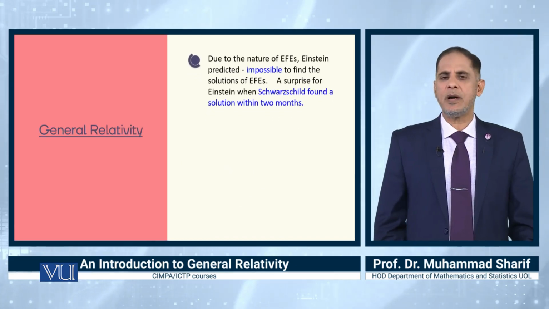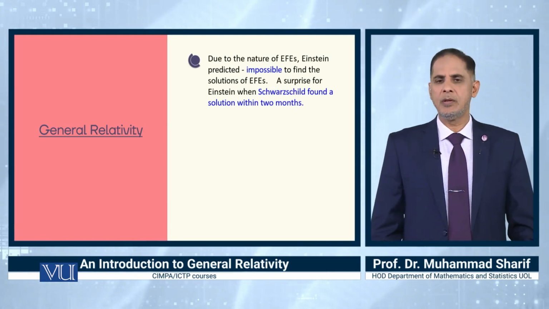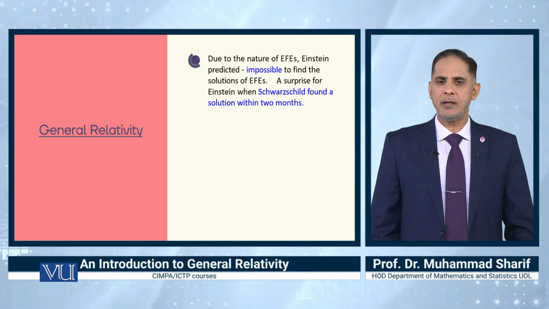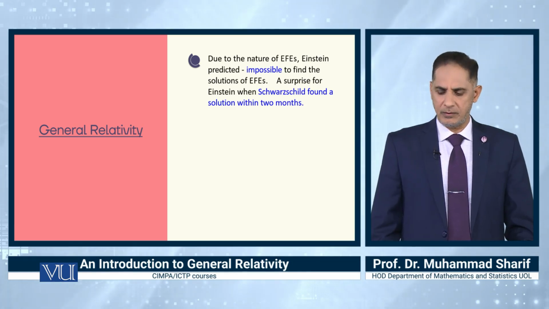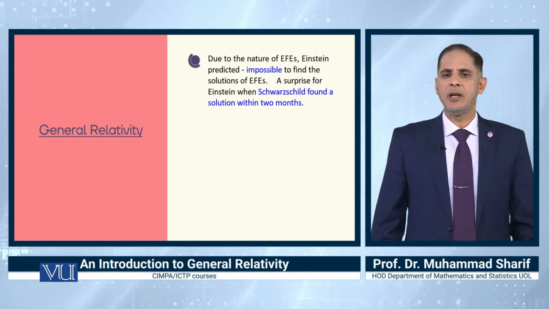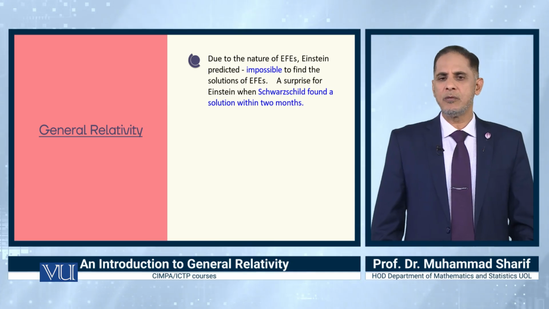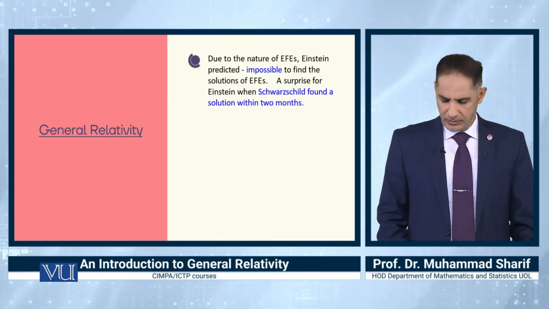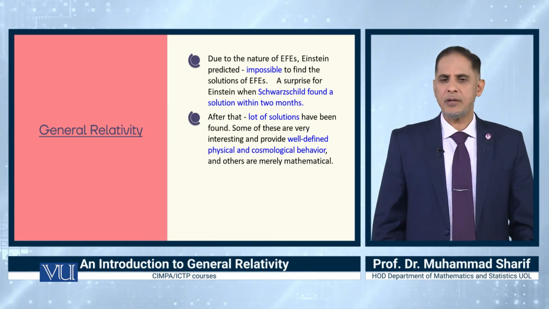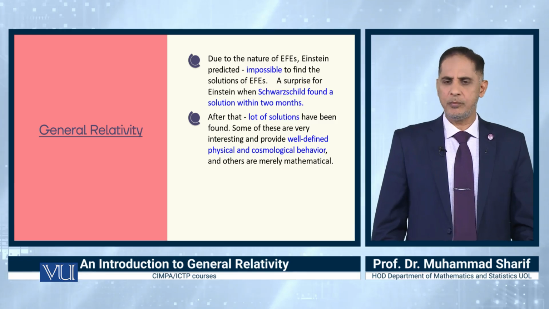Due to the nature of the Einstein field equation, Einstein predicted at that time that it would be impossible for anybody to find a solution of these equations. However, it was a surprise for Einstein when Schwarzschild found a very well known solution within 2 months after these equations. After Schwarzschild, a lot of solutions, in fact, have been found.